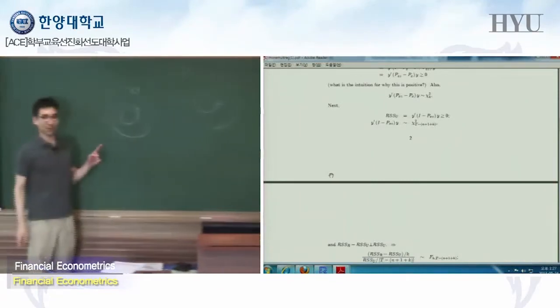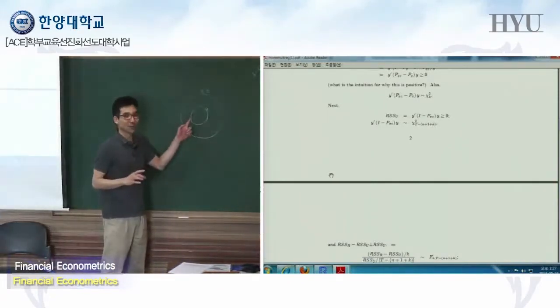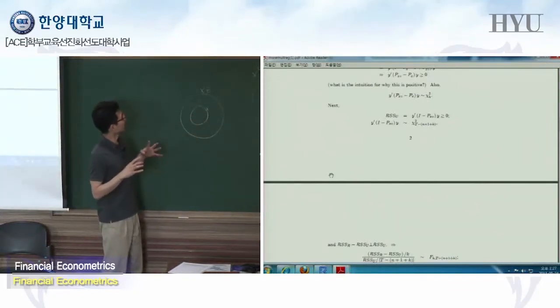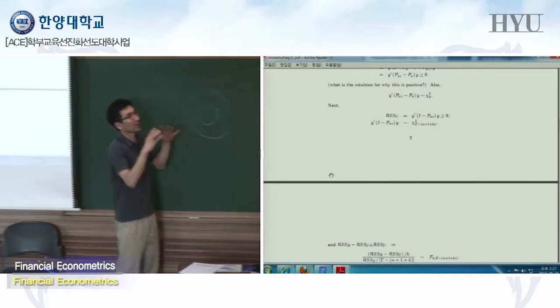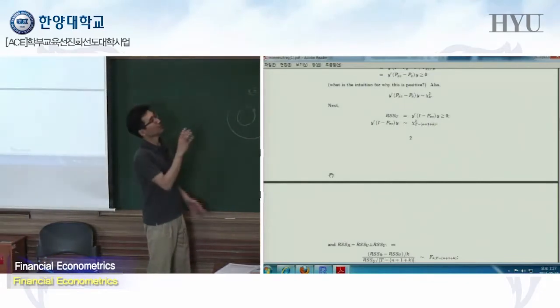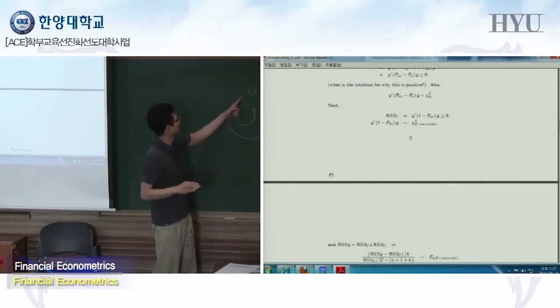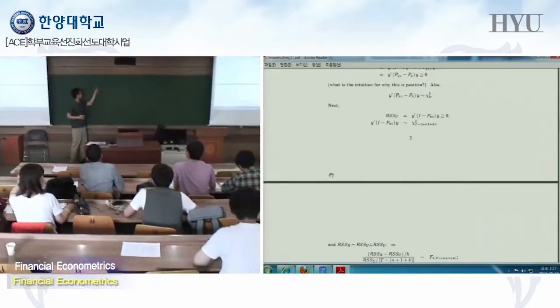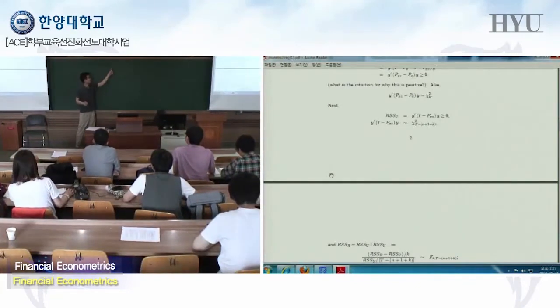Okay, the space spanned by both X and Z should be larger than the space spanned by X, right? Therefore, the null space of the space spanned by X and Z should be smaller than the null space of the space spanned by X, right? Because this one is larger, the complement of this one is smaller than this one, right?